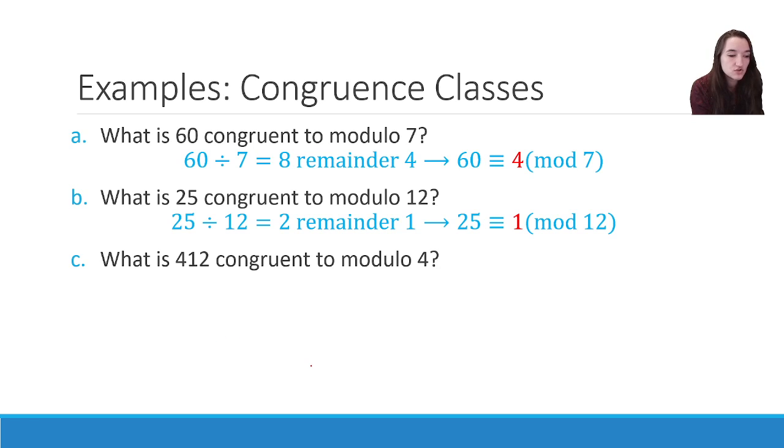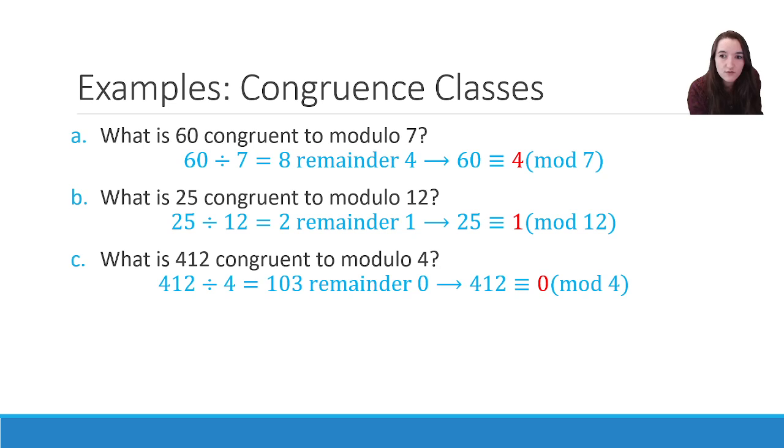How about 412 mod 4? This one might be a little bit harder to do in our heads, but 412 divided by 4 on a calculator will tell us it's 103 evenly. Because this divides evenly, we say the remainder is 0, because 412 is just a multiple of 4. So 412 is equivalent to 0 mod 4.